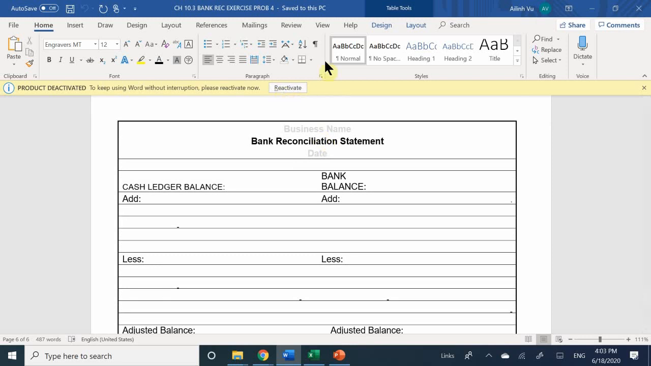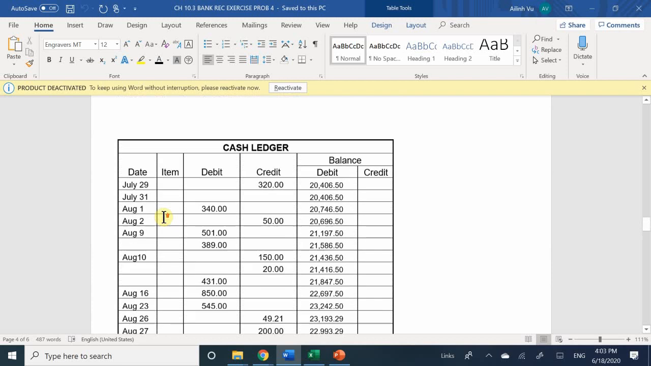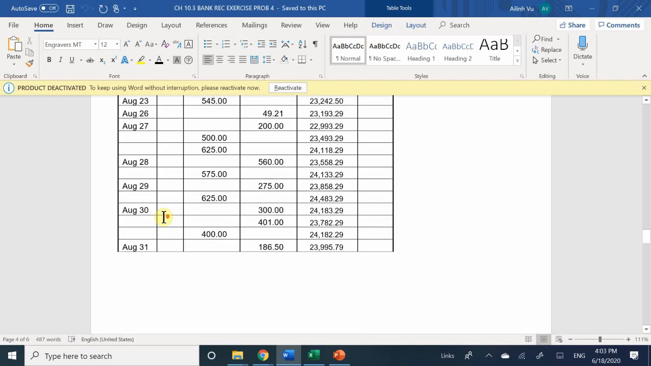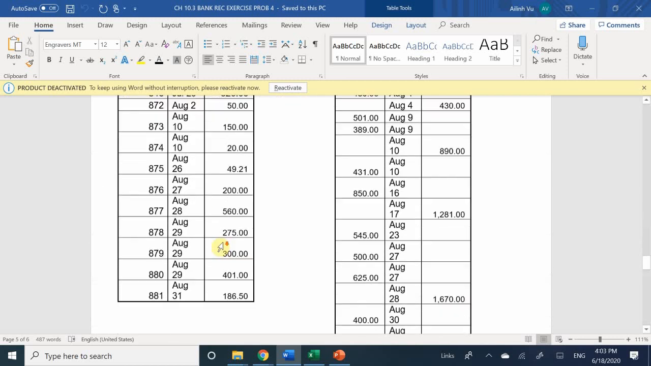So again, I'm going to go ahead and start on the cash side. All right, so where do I find the ending balance in our books on the cash side? Your very last entry. Your very last entry is correct. So let's go ahead and scroll down. So here for August 31st, what does my last entry say? $23,995.79 is correct. You can't forget the cents, okay? You can never forget the cents.